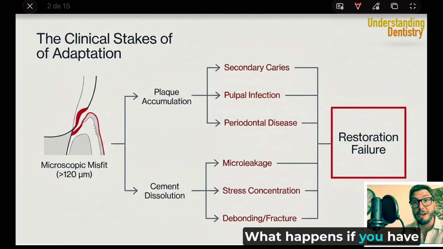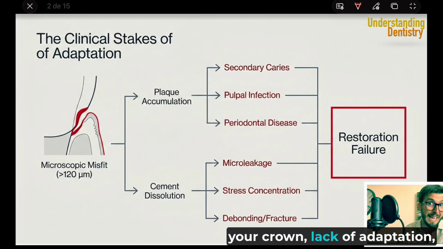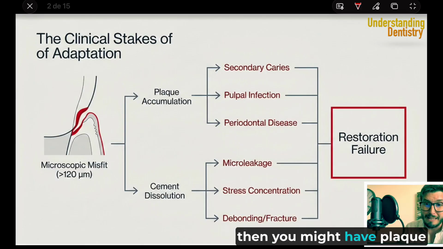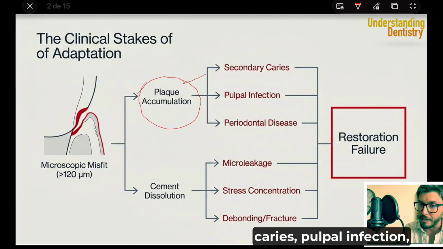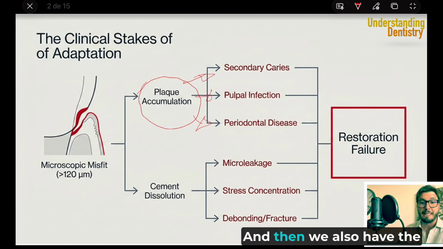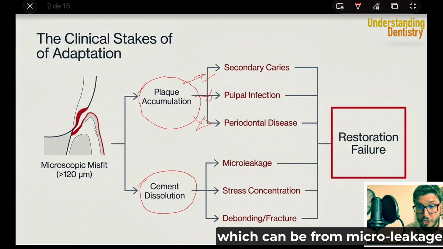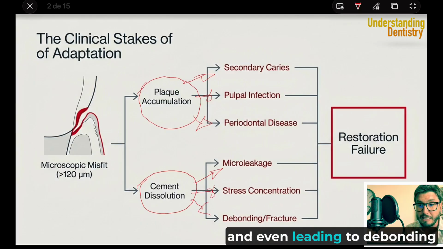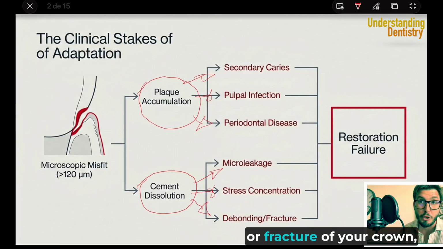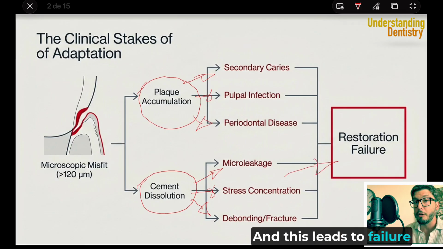What happens if you have a misfit of your crown, so problems in the margin of your crown, lack of adaptation? Then you might have plaque accumulation, and this will lead to secondary caries, pulpal infection, and periodontal diseases, of course. And then we also have the problems led by the cement, which can be from micro leakage, stress concentration, and even leading to debonding or fracture of your restoration. And this leads to failure of your restoration.